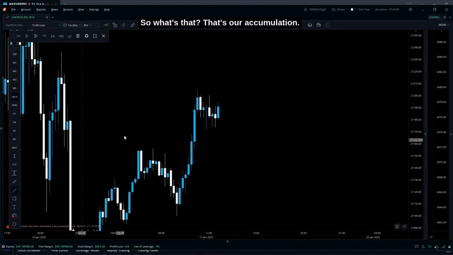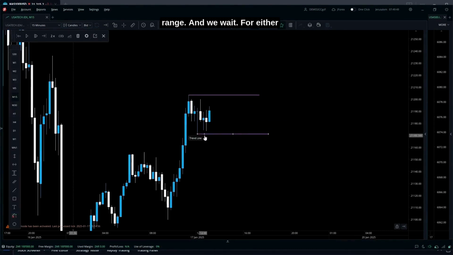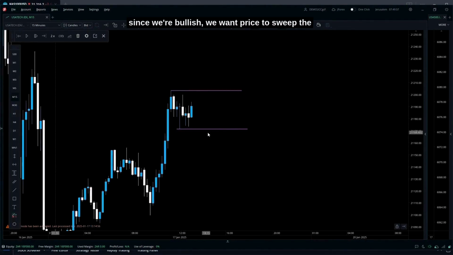So what's that? That's our accumulation. So what do we do? We mark out the top and the bottom of the range. And we wait for either side to get taken out. And ideally, since we're bullish, we want price to sweep the lows so that we continue our push higher. So we'll wait for that.